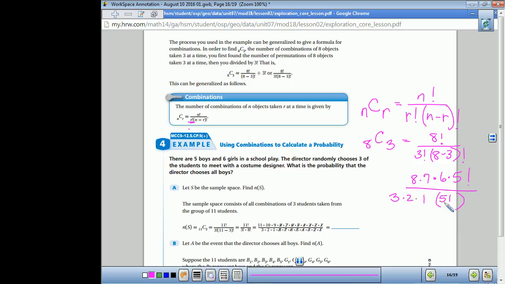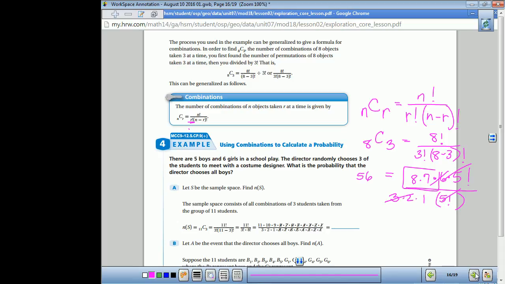Because what happens to my 5 factorials? They cancel. And 6 cancels with 6, and so my answer is 8 times 7? 56. Yes. So there are 56 combinations. So our total possible number of combinations will always be lower.